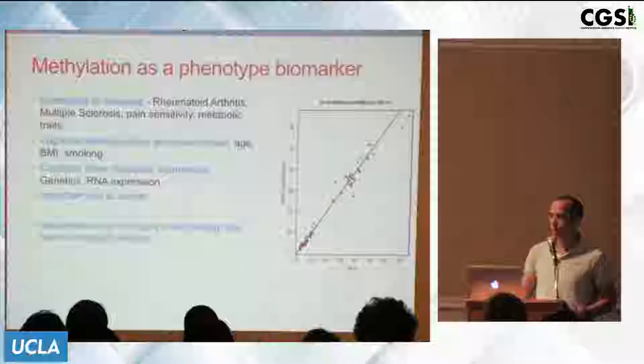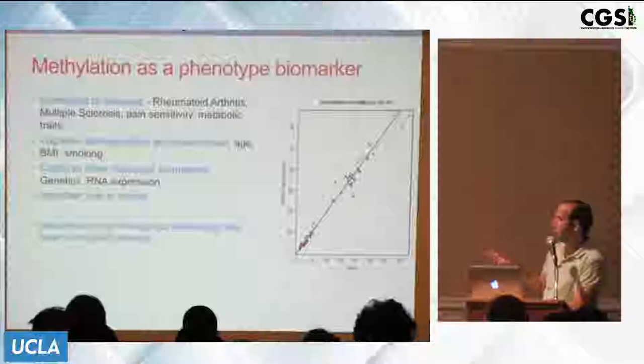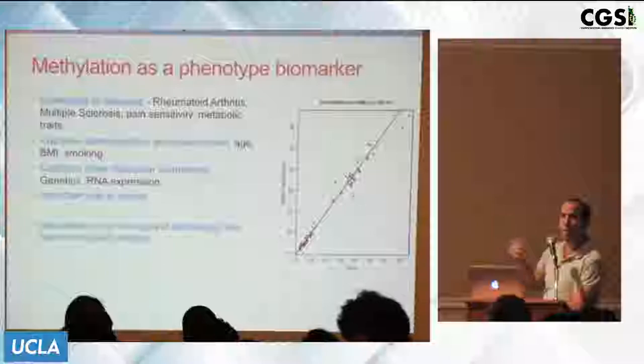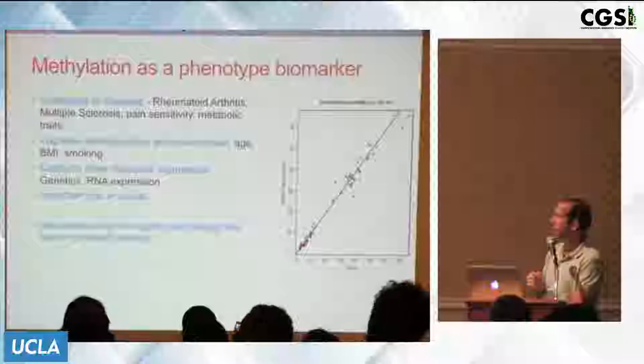It captures pretty nicely some demographics and other features. For instance, age. What you see here on the side is a figure that shows the correlation between the age of the person and the methylation age, which is essentially just a few methylation sites that predict age really well. So I can take your DNA and tell you your age up to about 1 year of error, and this is actually coming from Steve Horvath, who's here at UCLA.